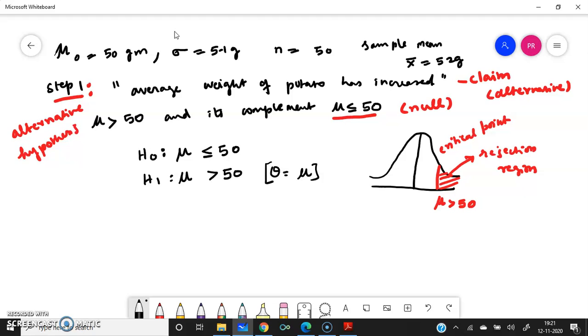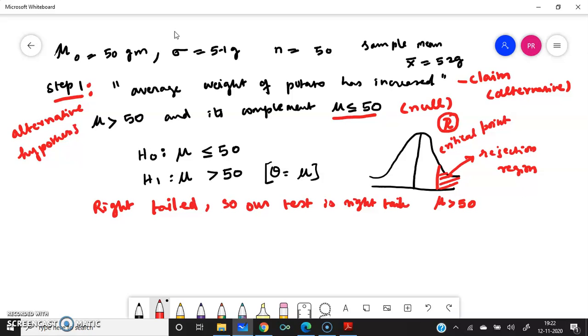Here, if you see, it is a right-tailed hypothesis. The right side is there, therefore I will write it down here: right-tailed. Because it is on the right hand side, it is known as right-tailed. Our test is right-tailed, so we can say right-tailed hypothesis.